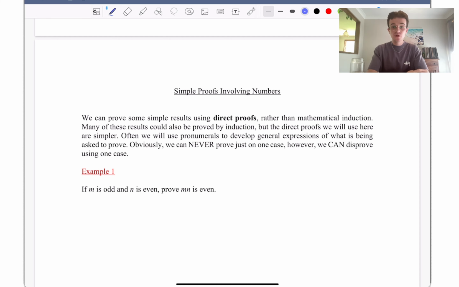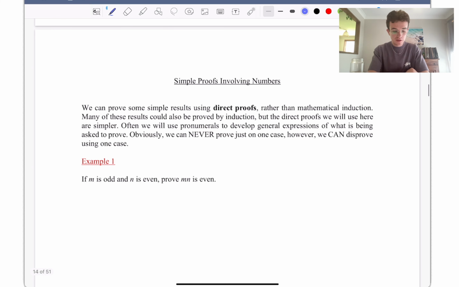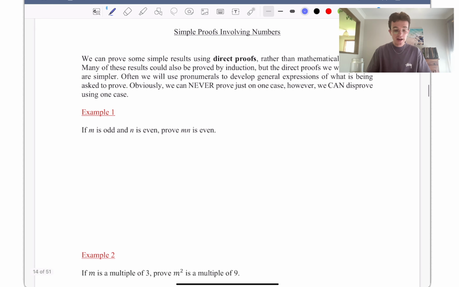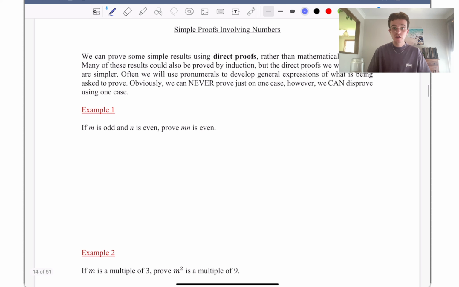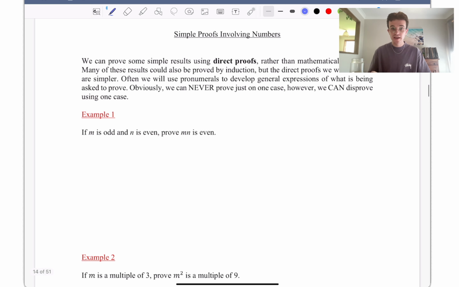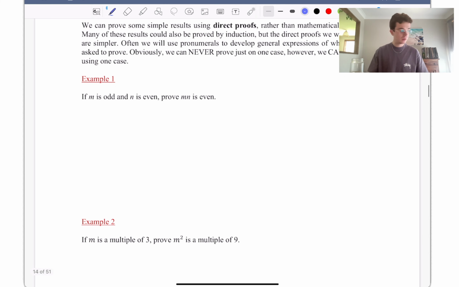Okay, today we're going to have a look at simple proofs involving numbers. We can prove simple results using what we call direct proofs, or simple proofs involving numbers, rather than something like mathematical induction. Often these results can be proved by induction, but these proofs are much quicker and simpler. Obviously, we can never prove something using just one case, but we can disprove using one case, so that's something important when we look at disproofs and counterexamples.